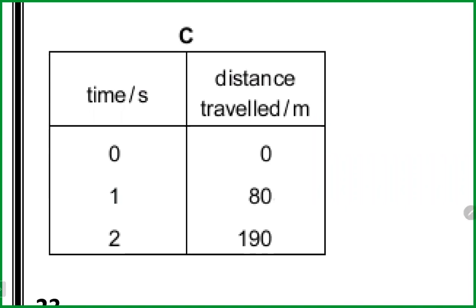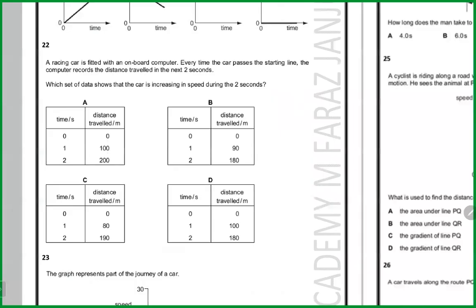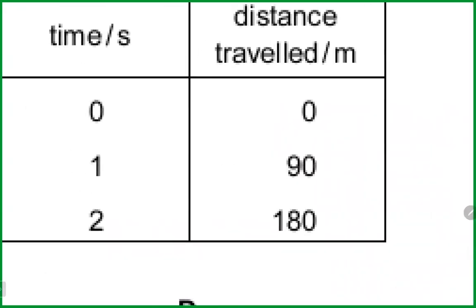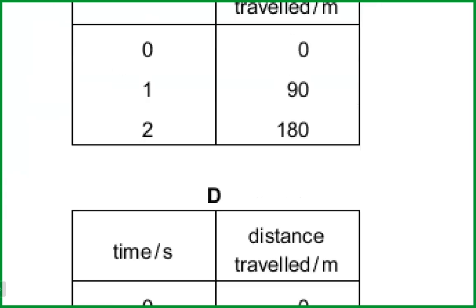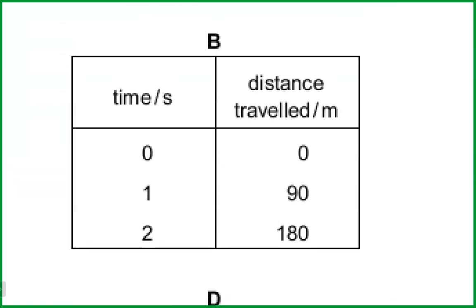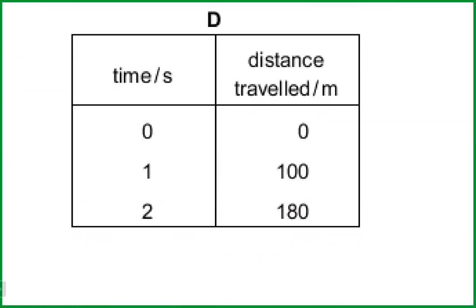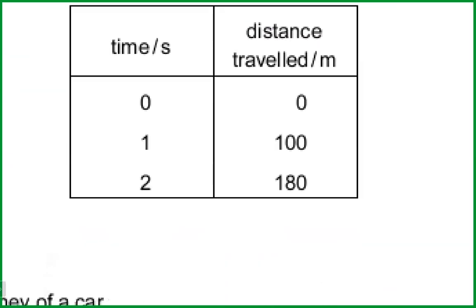It traveled 80 in the first second. And in the next second? 110. And what about this one? This one is 90 in the first, and then 90 in the second, sorry. So this is again traveling with constant speed. What about this one? This one is decreasing because it's 100 and then 80.